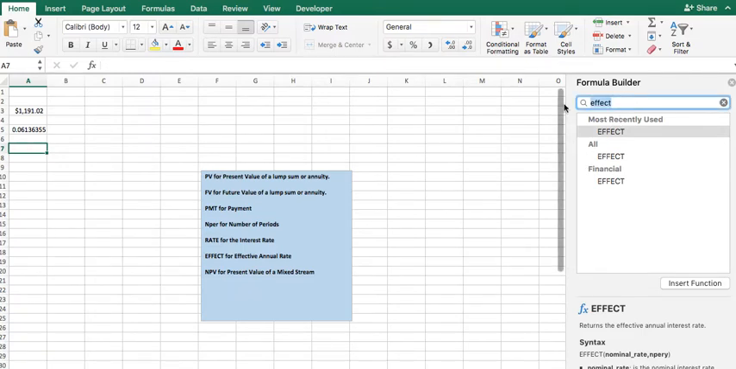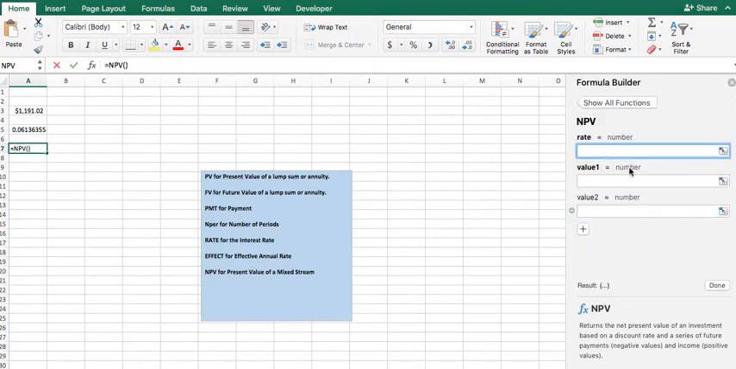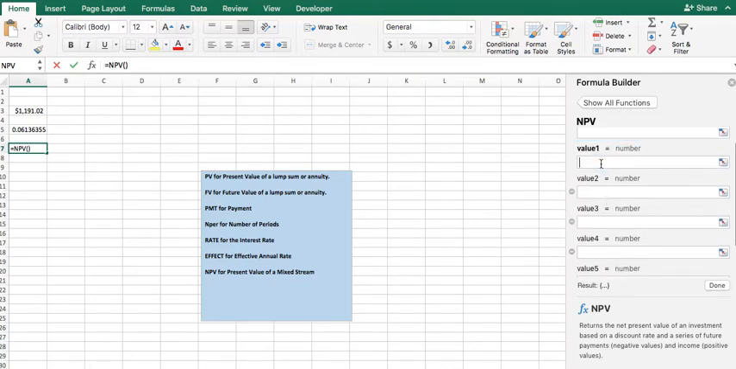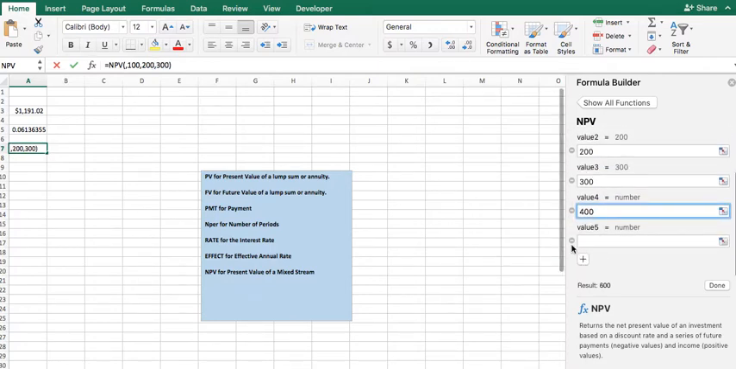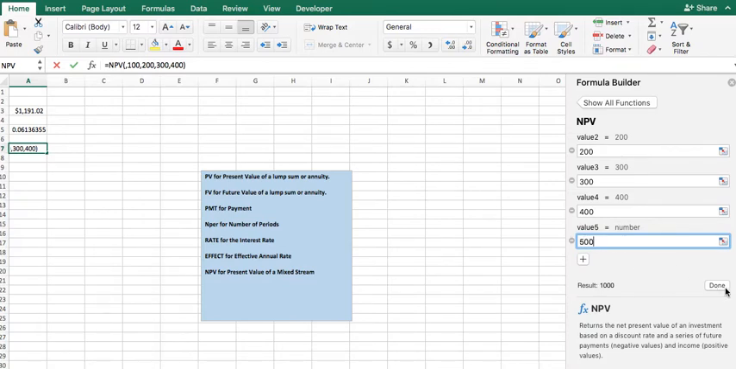So if we search for NPV, okay, and we would have our interest rate that we would enter here, again as a decimal, and just simply enter all the different values that apply to the mixed stream. So if we had value 1 of $100 and value 2 of 200, value 3 of 300, 4 of 400, and the fifth mixed stream cash flow of 500, and then just click done.